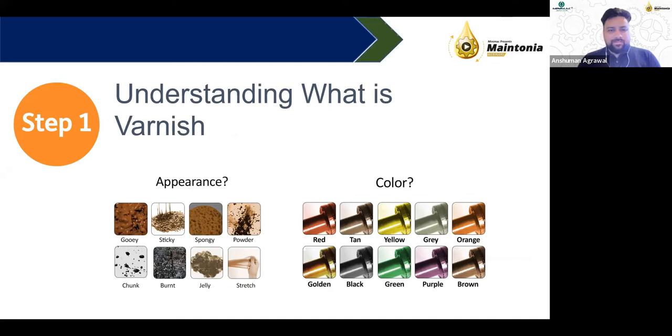So in the initial few slides, I would set the stage for him, discuss with you what varnish is, and link from where we left off in the previous session about varnish, so that he can take it forward from there. The first step for this entire understanding would be to understand what varnish is. Now, varnish has a certain appearance and a certain color. So many times lube, maintenance, or reliability professionals around the globe do observe varnish, but they don't identify it as varnish.